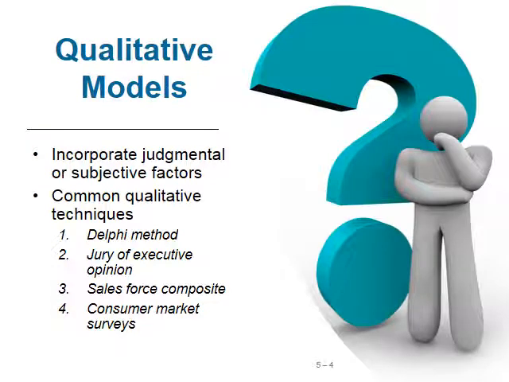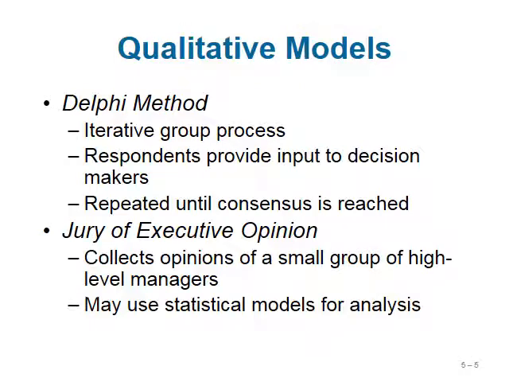Qualitative models incorporate judgmental or subjective factors. They are useful when subjective factors are important or accurate historical quantitative data is difficult to obtain. The Delphi method is an iterative group process where a group of experts makes a forecast that respondents then critique, and this cycle repeats until a consensus is made, where the jury of executive opinion is just that, a small group of experts that make a forecast.